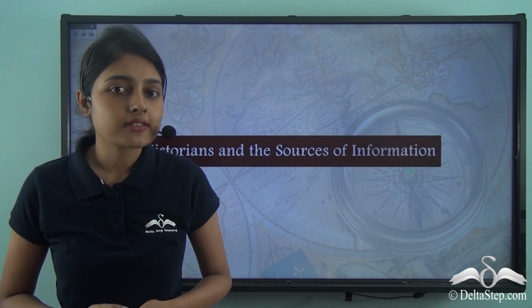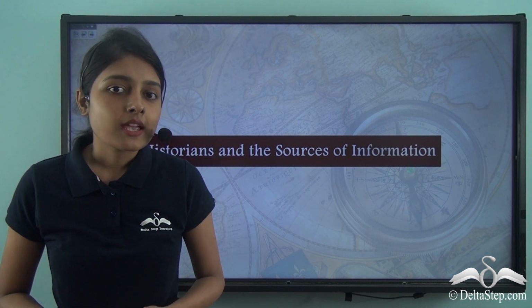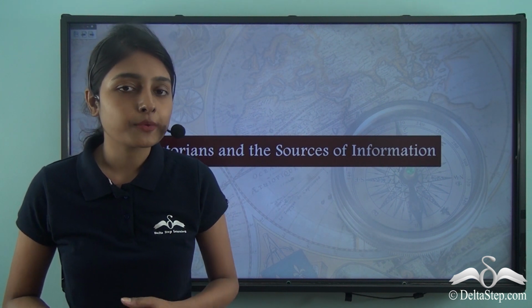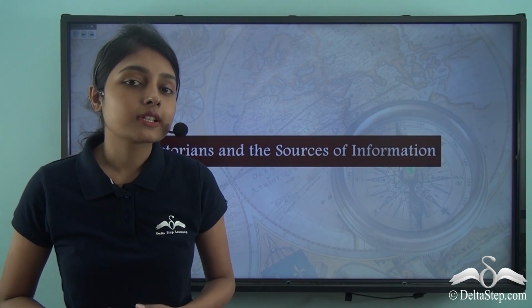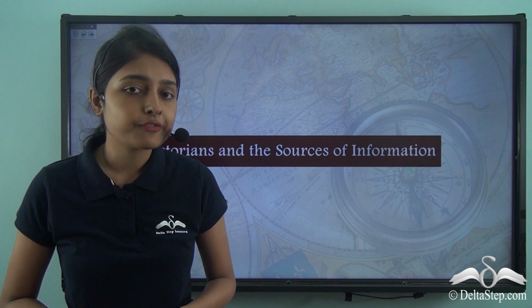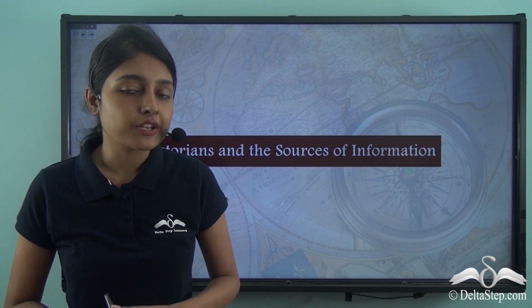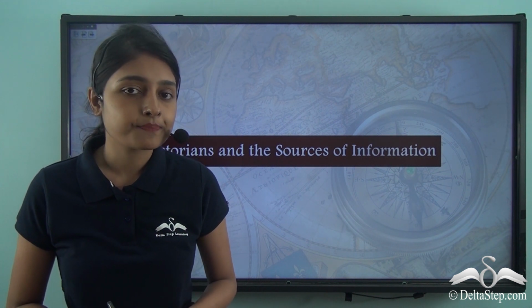Suppose you are very interested to know more about medieval India. What will you do for that? As in, what will you do to gather information? Firstly, you will consult your textbook. And along with that, you will visit your library, from where you will be able to gather a couple of books which will provide you information on medieval India.